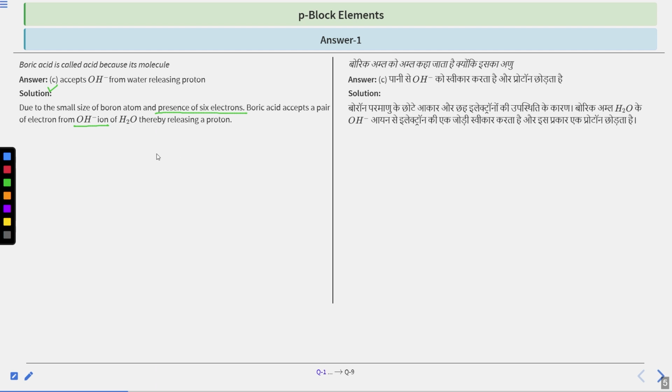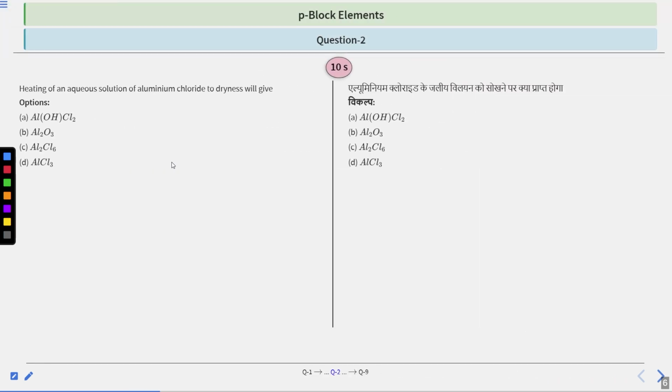So the boron in boric acid is small in size and has 6 electrons on it. So it accepts a pair of electrons to get stabilized from the OH negative ion of H2O, releasing the proton. Thus, option C is the correct answer, that is accepts OH negative from water releasing proton. Let's move on to the next question, question number 2.